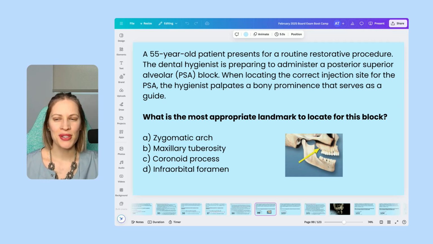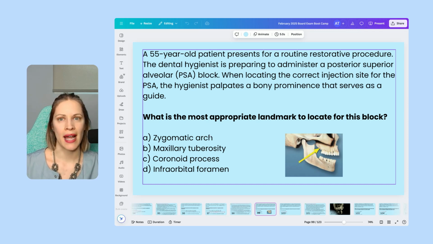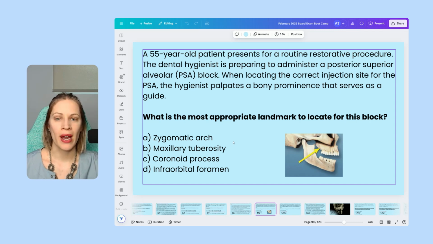You have to know what all of these different anatomies are. The zygomatic arch, where is that? The maxillary tuberosity, where is that? The coronoid process, where is that? The infraorbital foramen, where is it? But you also have to know, when we're doing the posterior superior alveolar block, where are we doing this? So you have to know where to inject it.